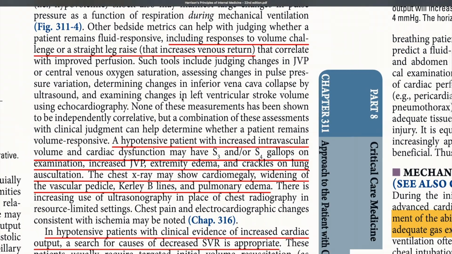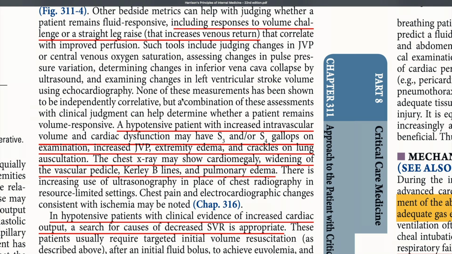A hypotensive patient with increased intravascular volume and cardiac dysfunction may have S3 and S4 gallops on examination, then increased JVP, then extremity edema or crackles on lung auscultation. Classically we can see Kerley B lines on chest X-ray and pulmonary edema. All these findings can be seen during shock.